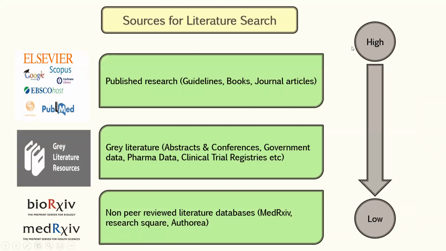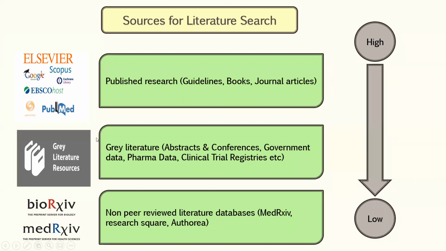So again, now just to stratify the sources of literature search, one is to know how to do literature search. The other thing is to know from where you have to do the literature search. The databases that we discussed earlier contain the data of published articles, published research. So that's the highest level of evidence. These include all the journals and different databases.